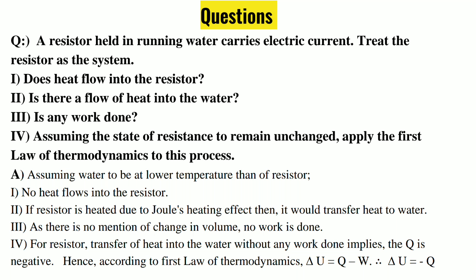So according to the first law of thermodynamics, we know this formula. The first law states that change in internal energy, delta U, is equal to Q minus W, but work has not been done. So change in internal energy will be equal to minus Q.